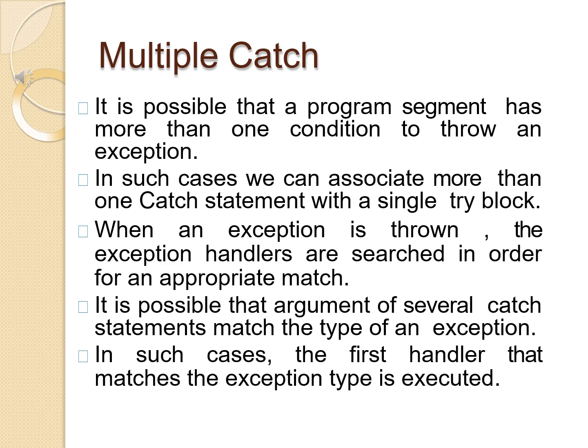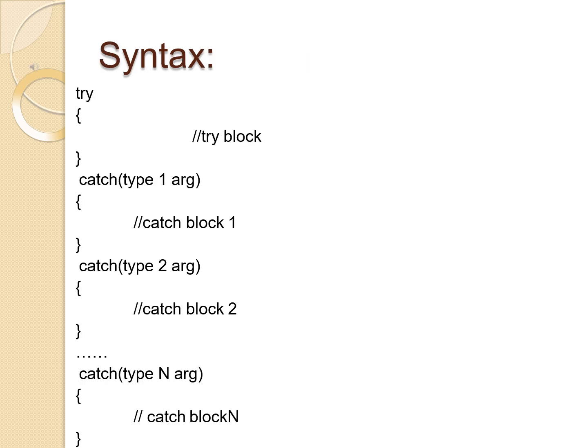Next one is a multiple catch. Now if the program segment has more than one condition that throws an exception, we associate more than one catch statement for a single try block. Depending upon the argument that is being thrown, the argument in each catch statement is compared. The first one that matches the argument would be the catch handler that would be executed. We'll see an example. This is the syntax.